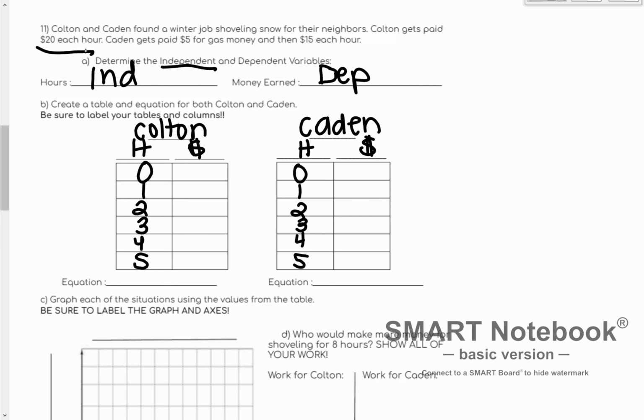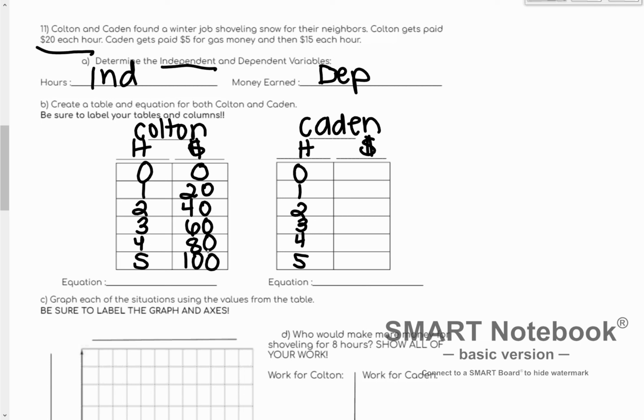Colton makes $20 each hour. So if he does not go shovel anything, he gets $0. If he goes shovels for 1 hour, he gets 20. If he shovels for 2 hours, he'd get 40. 3 would be 60, 80, then 100.